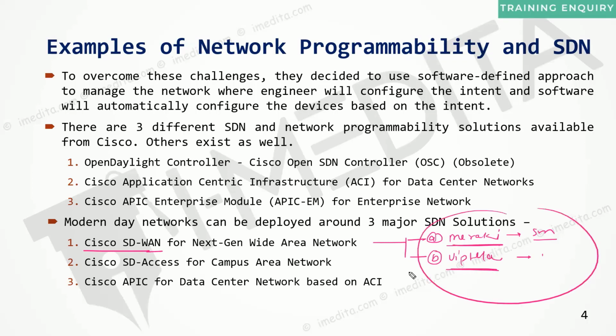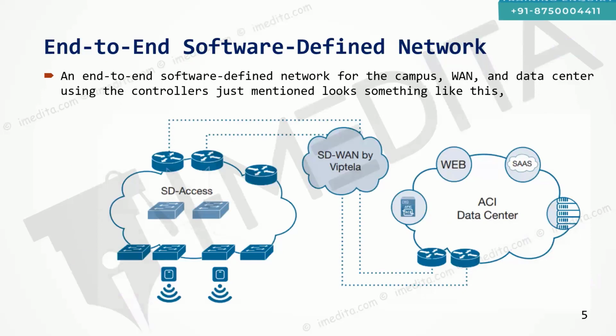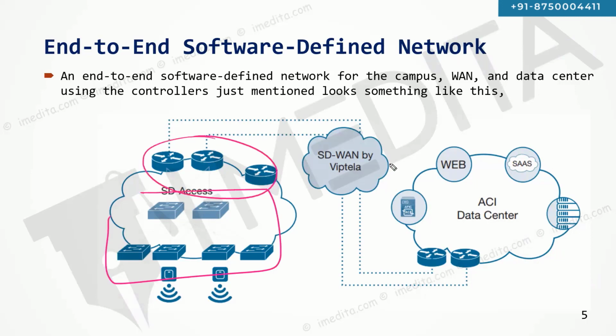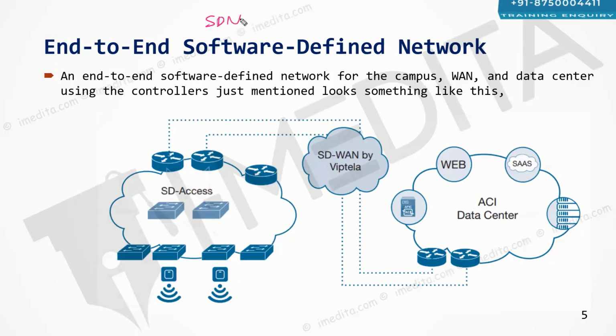So Cisco offers two SD-WAN solutions, one Meraki-based and one Viptela-based. One SDA solution it offers, and one ACI Epic data center solution. So three major SDN solutions are there, and they work together end to end. In our campus network, we can have SD-Access. In the WAN, we can have SD-WAN, and in the ACI data center, we can have the controller referred to as the Epic. So we can build an end-to-end SDN solution for our campus, for our enterprise network. If you want to take full benefits of software-defined networking, we have these three solutions.